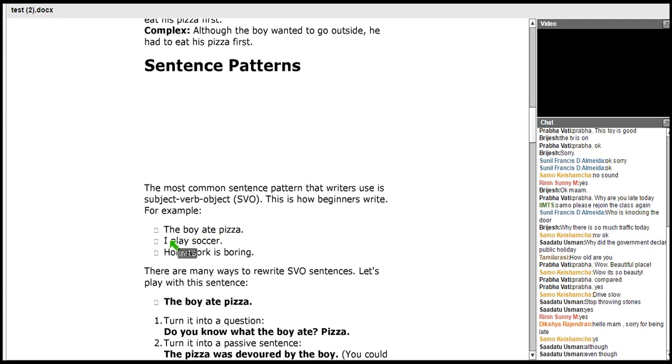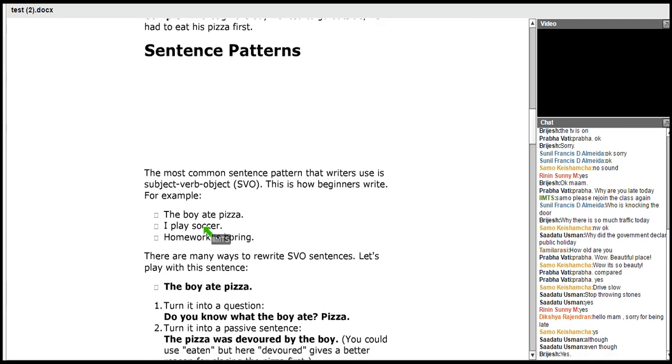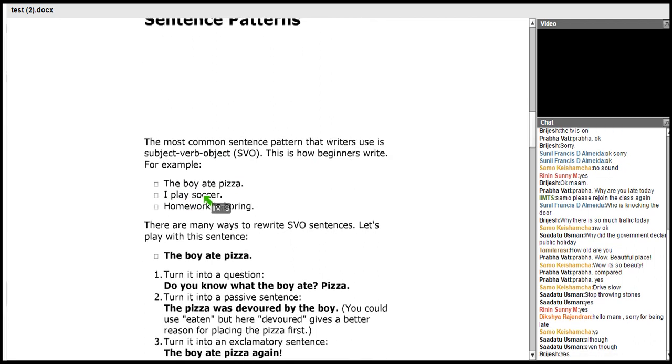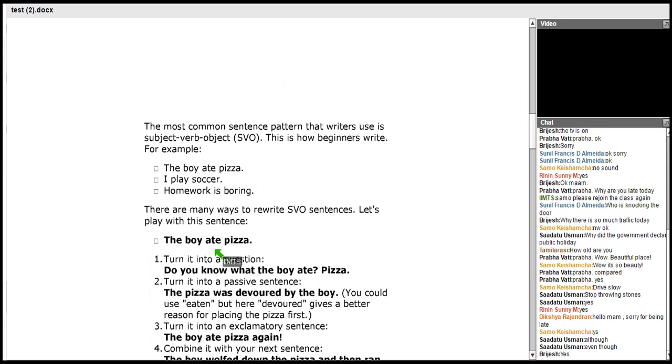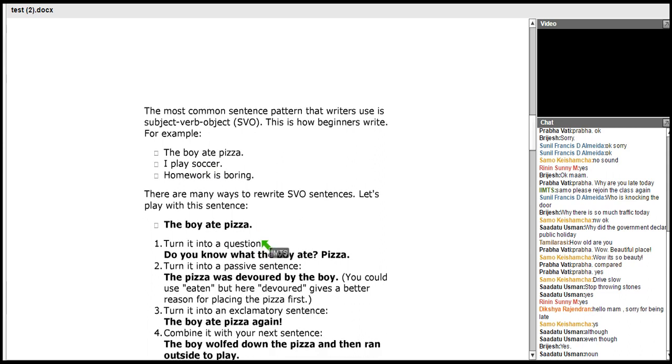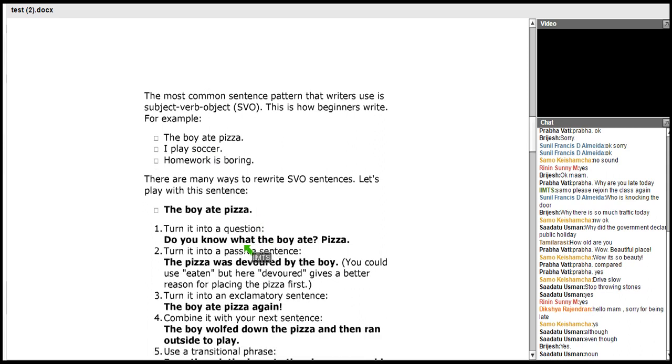Right? I, subject; play, verb; soccer, object. Homework is boring. There are many ways to rewrite SVOs, that is subject, verb, object. The boy ate pizza. Now how do you turn it into a question? Do you know what the boy ate?